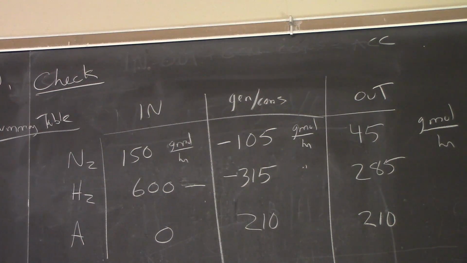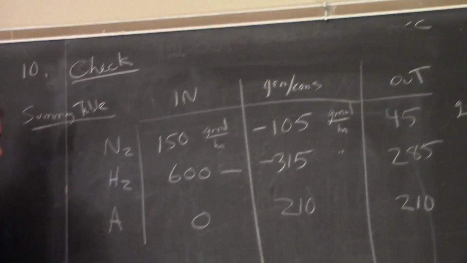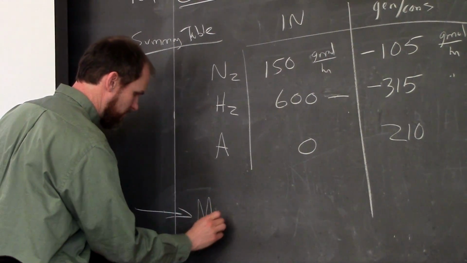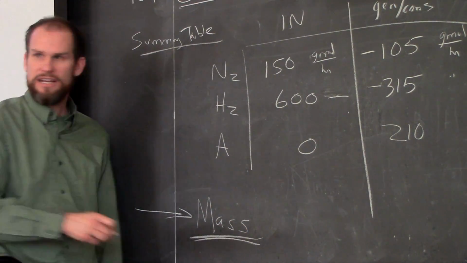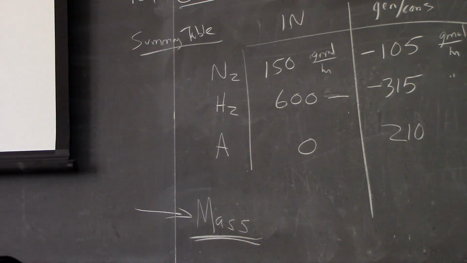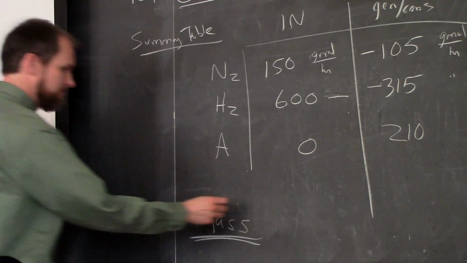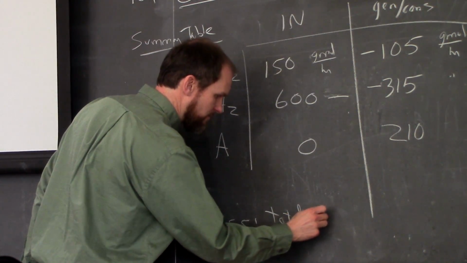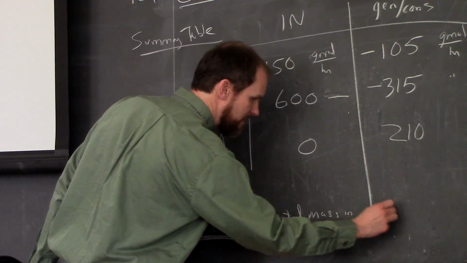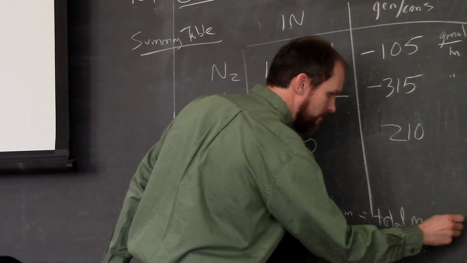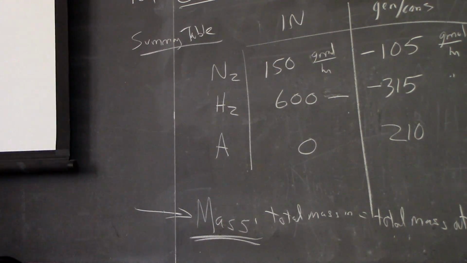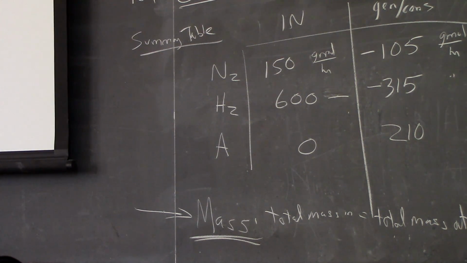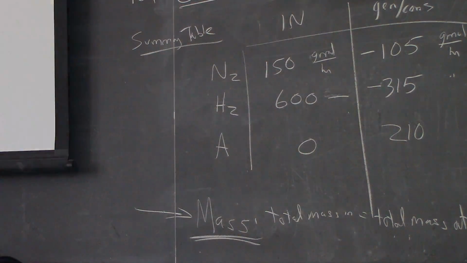The other way you can check, how else can you check? One of the best ways to check is to convert this to mass. If you convert each of those to mass, the total mass that goes in has to be the total mass that comes out. So I would do total mass in equals total mass out. If that doesn't work, either you made a mistake changing it to mass or you made a mistake somewhere else. So I would look for different ways of looking at your numbers at the end to check. Any questions about that?